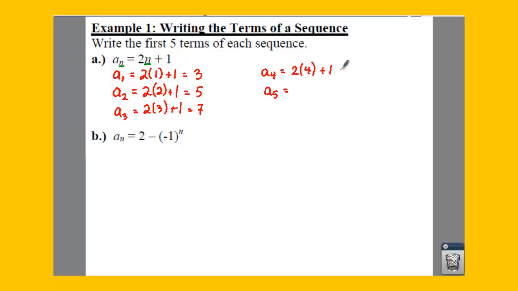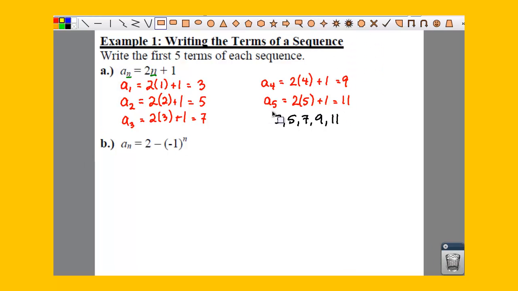Let's find out. 2 times 4 plus 1 is a 9. God, I'm so smart. Don't tell anybody. Then they'll want to start knowing more answers to the meaning of life, probably. And then you get an 11. So altogether, if you want to rewrite these, your first 5 terms are 3, 5, 7, 9, 11. These would be your first 5 terms of this specific sequence.